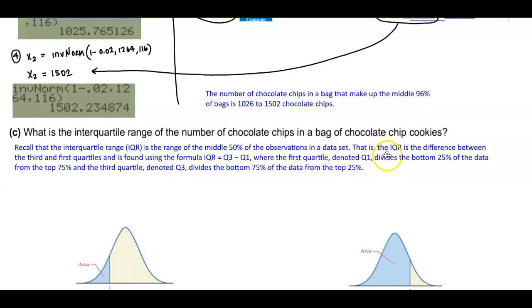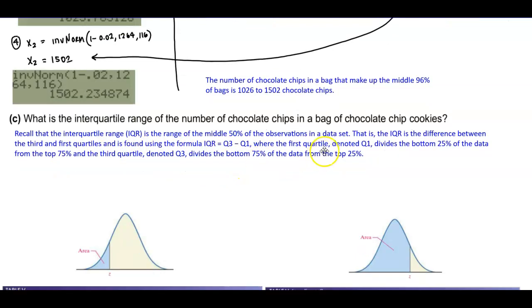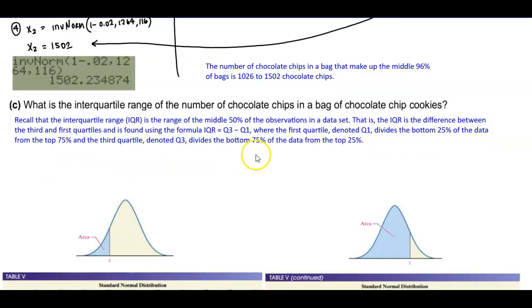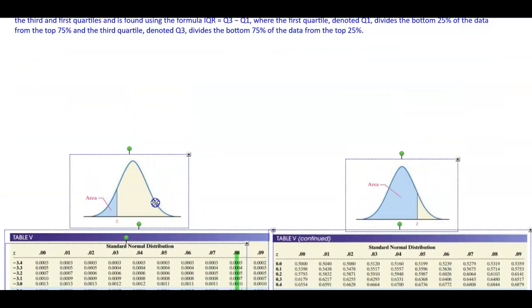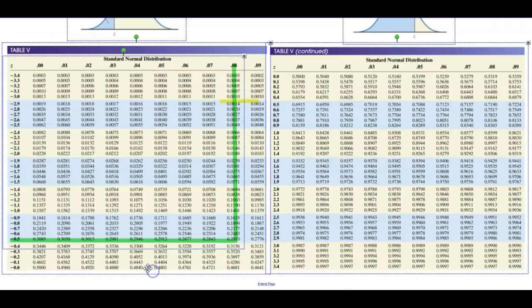set. That is, the IQR is the difference between the third and first quartiles and is found using the formula IQR, which is equal to Q3 minus Q1, where the first quartile, denoted Q1, divides the bottom 25% of the data from the top 75% of the data, and the third quartile, denoted Q3, divides the bottom 75% of the data from the top 25%. So let me go ahead and move this down just a little bit here so we can use this information.